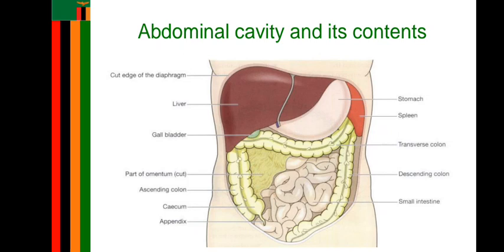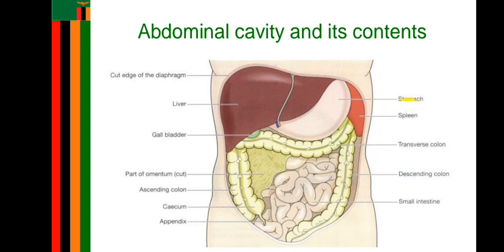The abdominal cavity has the liver, where you can see the cut edge of the diaphragm anteriorly. Then we have the liver here, the gallbladder, and the part of the omentum that is cut. Then we have the ascending colon, which is part of the large intestine, then the caecum, then the appendix. Then we have the stomach on the other side.